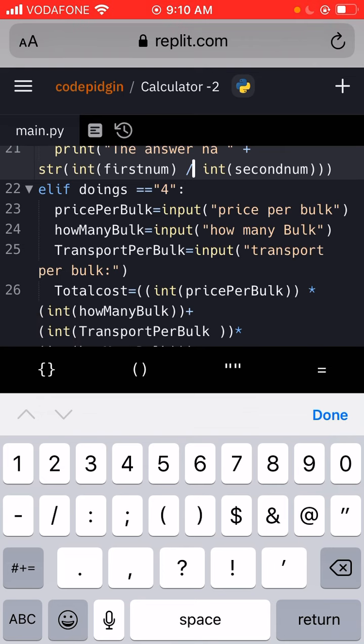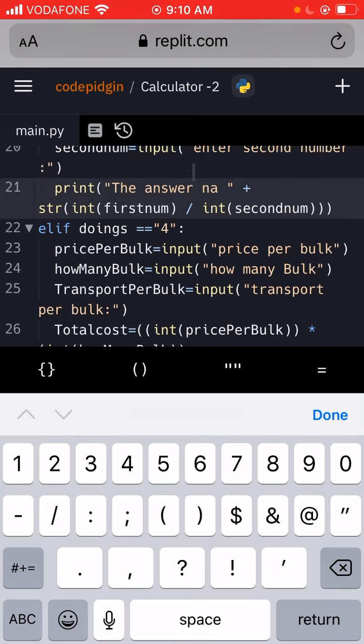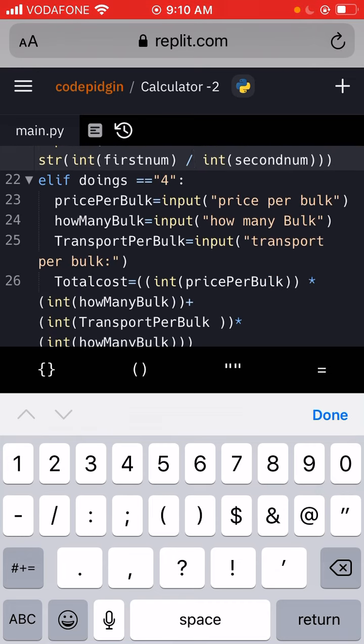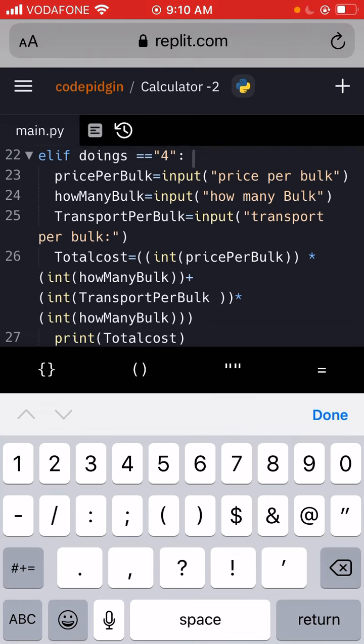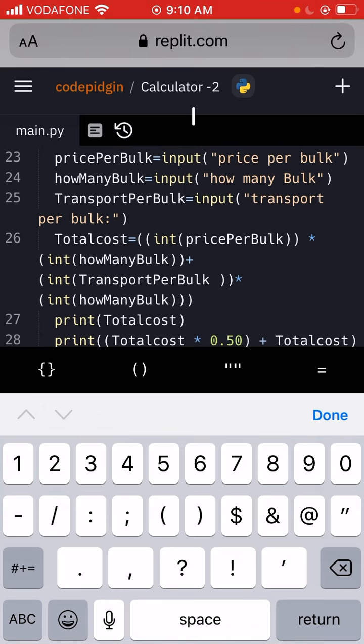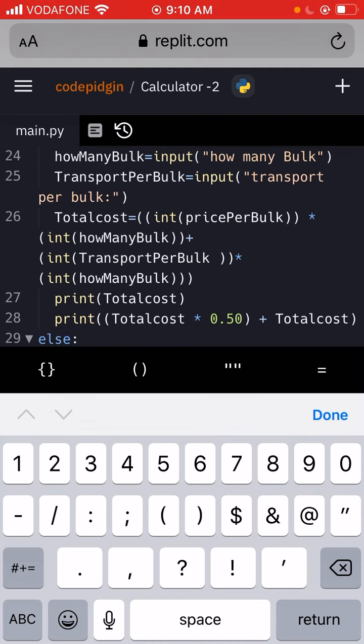So number 4 is that we want to do a small calculation, maybe for inside a shop. We want to change the number of things where we put the number. Number 1 is price per bulk. For example, they buy things in bulk, maybe they buy 1 bulk for 1,000 naira. So how many bulks do we buy? We put how many bulks we buy. Maybe if we buy 2 bulks, that would be 2,000 naira.